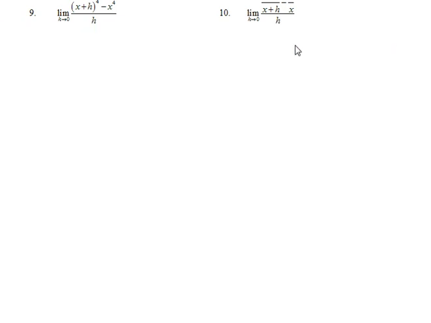So the first thing I'm going to do, since it's a quotient, I begin by, again, looking at the limit of the denominator. Well, the denominator is just the identity function. So the limit of the identity as h is approaching 0 is just 0. So then again, I check the limit of the numerator.